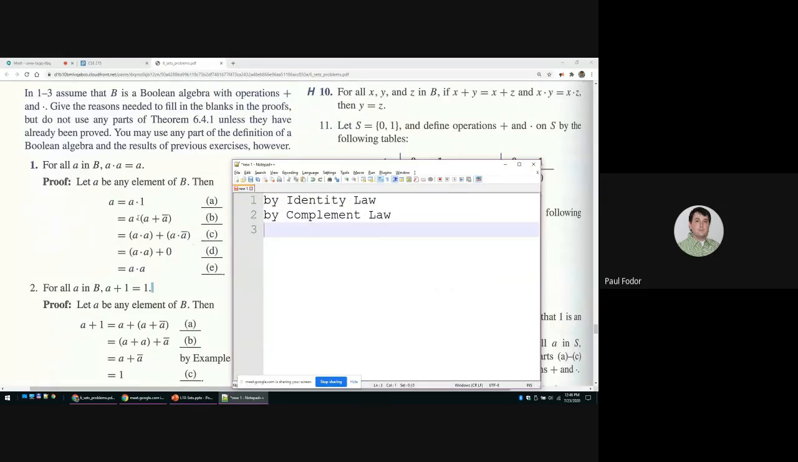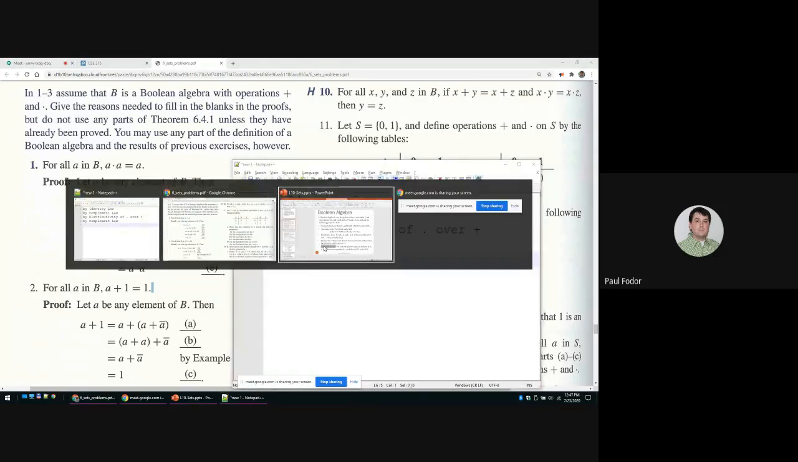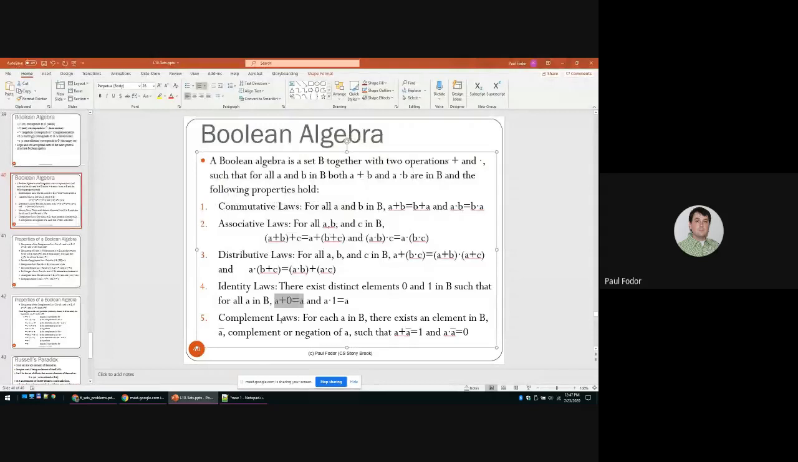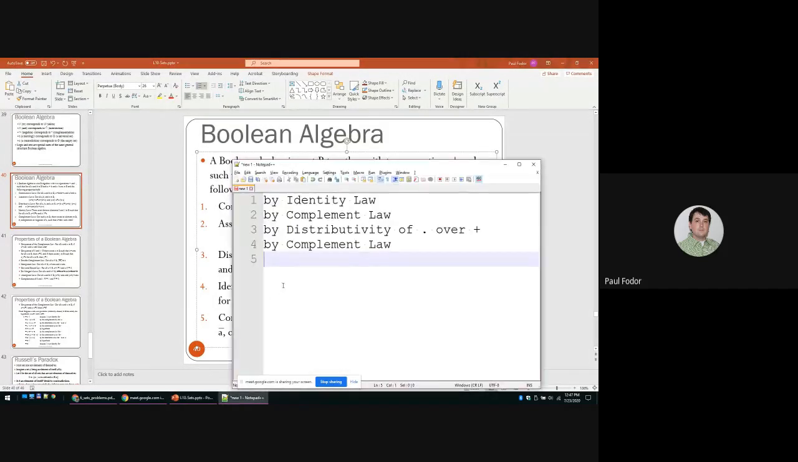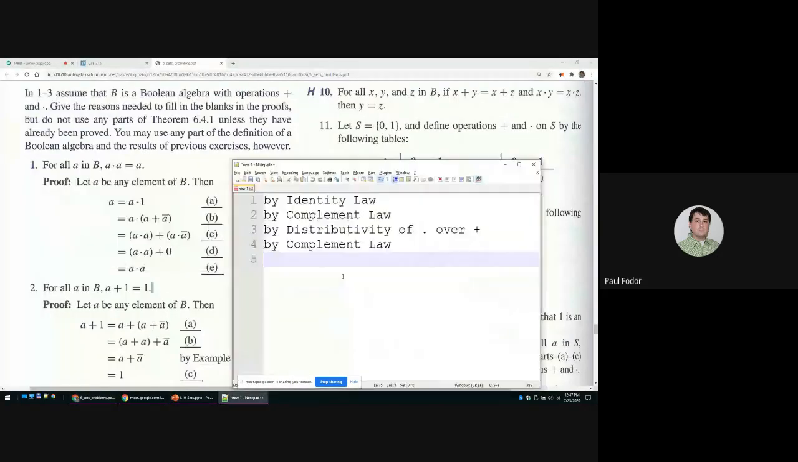Next, we have the distributivity of intersection over union. So it's by distributivity, and you can say even more specifically, it's by distributivity of intersection over union. Next one is A intersect A complement, which is the empty set, zero in Boolean algebra. So it's again by complement law. And finally, we get the union with the empty set. Union with the empty set is A by the Boolean algebra formula, so this is again by identity law.